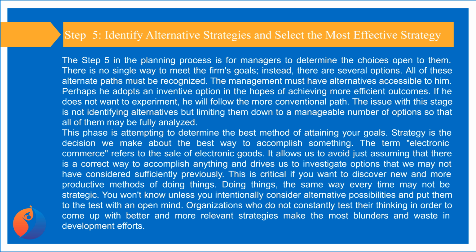Perhaps he adopts an inventive option in the hopes of achieving more efficient outcomes. If he does not want to experiment, he will follow the more conventional path. The issue with this stage is not identifying alternatives but limiting them down to a manageable number of options so that all of them may be fully analyzed. This phase is attempting to determine the best method of attaining your goals. Strategy is the decision we make about the best way to accomplish something.